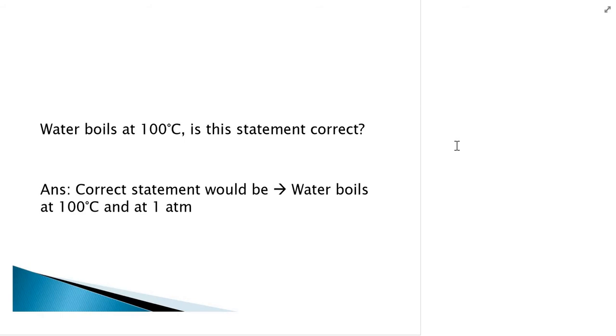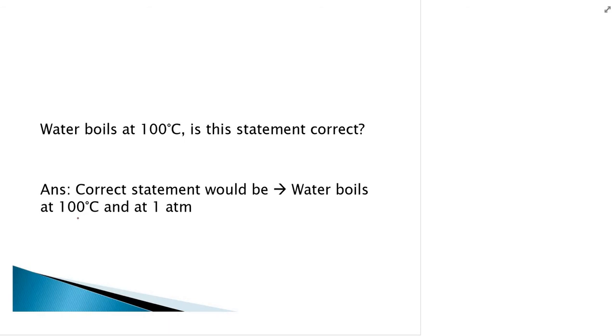So before we jump into chapter 3, let's look at this slide, this statement here. Water boils at 100 degrees Celsius. Okay, is this statement correct? If you recall back chapter 2, this statement is actually incomplete. A complete and correct statement would be water boils at 100 degrees Celsius and 1 atm.